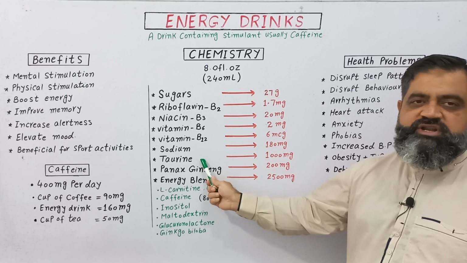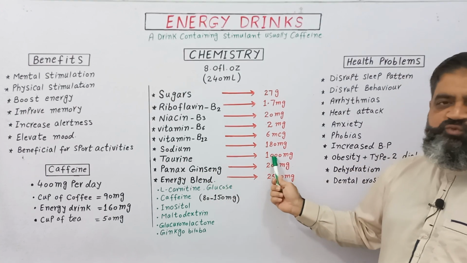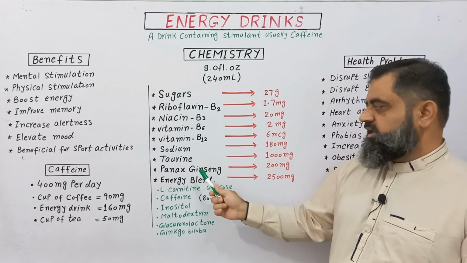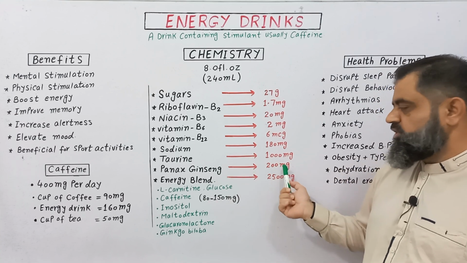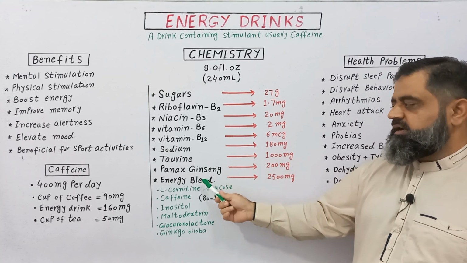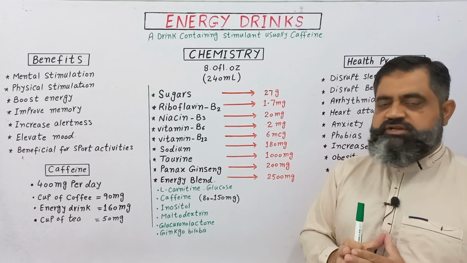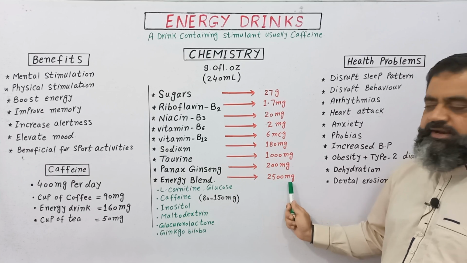Taurine, which is a type of additive and amino acid, is present in a large amount, which is 1000 milligram, which can stimulate your body. Panax ginseng, which is also good for your mental abilities, 200 milligrams. And there is an energy blend. There are certain chemicals which boost your energy, which is present in 2500 milligram.